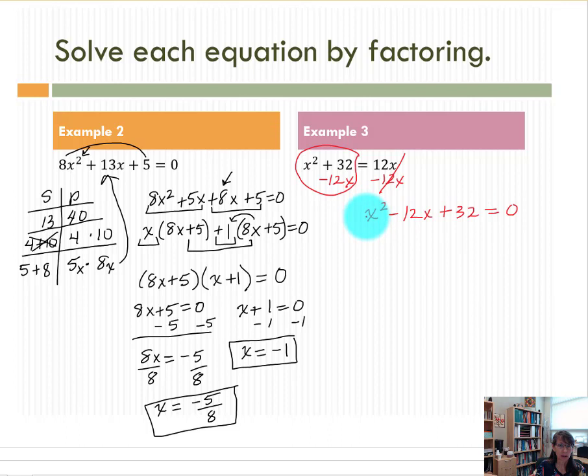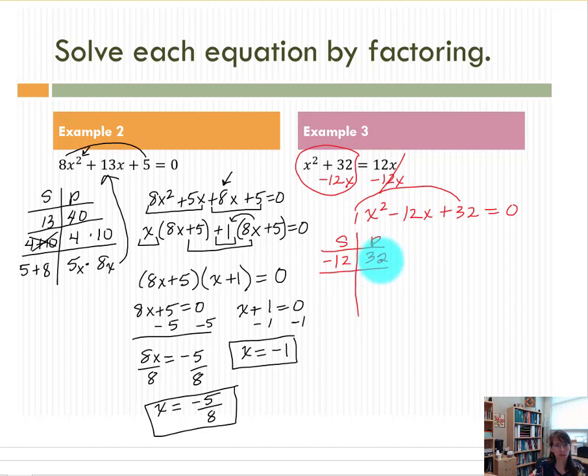So we look at the terms. It does not appear to have a greatest common factor. The first and last terms are not perfect squares, so that means we're going to sum and product. In the middle, negative 12 tells us the sum. The product comes from the lead coefficient multiplied by the constant term. So that's really 1 times 32, which is 32.